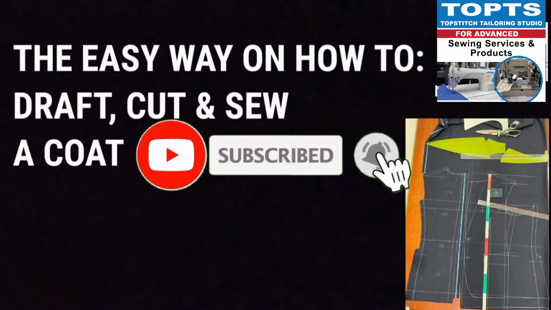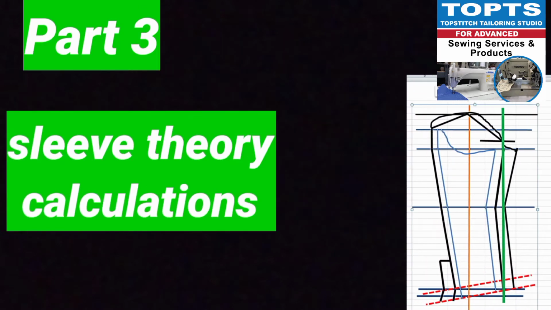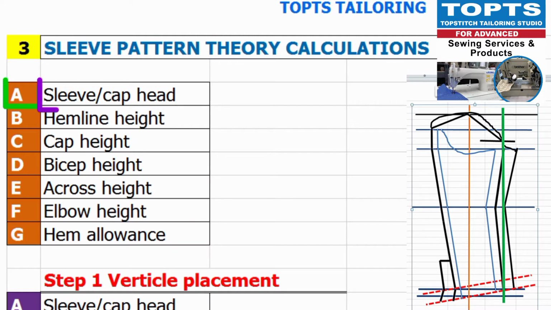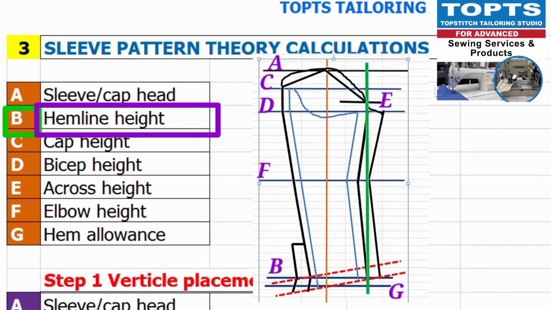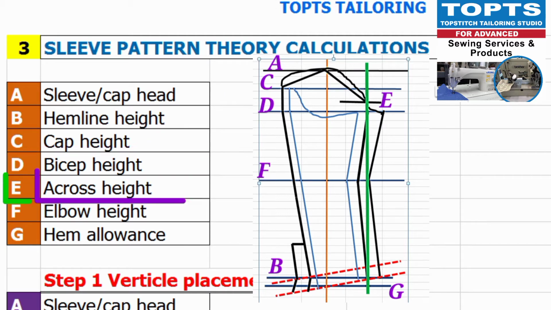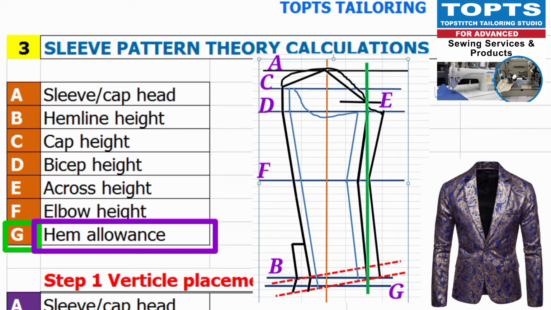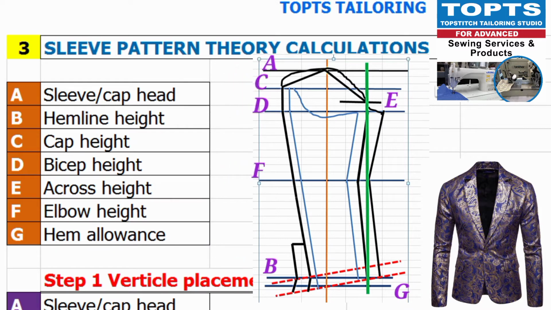with our theory calculations of a blazer coat stroke jacket, and today we are concentrating on the sleeve theory calculations. Our sleeve theory calculation as per this table: A, cap head; B, the hemline height; C, the cap height; D, the bicep height; E, across height; F, elbow height; G, the hem allowance. So these are the features of horizontal lines that your sleeve must have. If you're in need of making a perfect sleeve, you must have these 7 features.